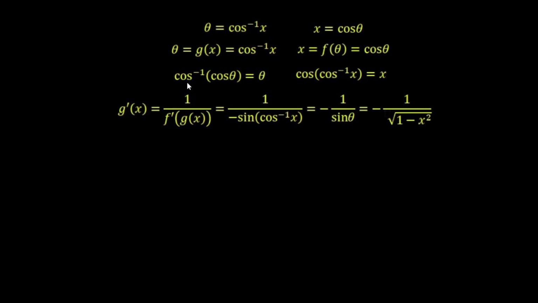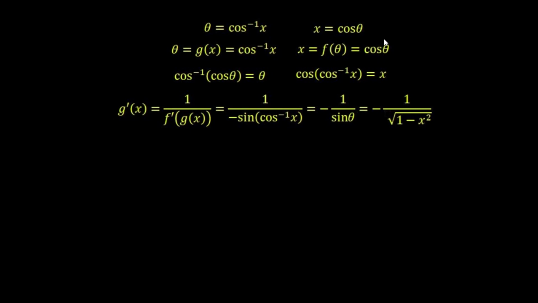So we can see that these are inverses because the inverse cos of the cos of theta will give us theta, and the cos of the inverse cos of x will give us the value of x. Now, because we know that these are inverse functions, we can use our little formula that we derived in our previous videos, and we can say that the g derivative of x is equal to 1 upon the f derivative of g of x. So we can see here that our f of theta is cos of theta.